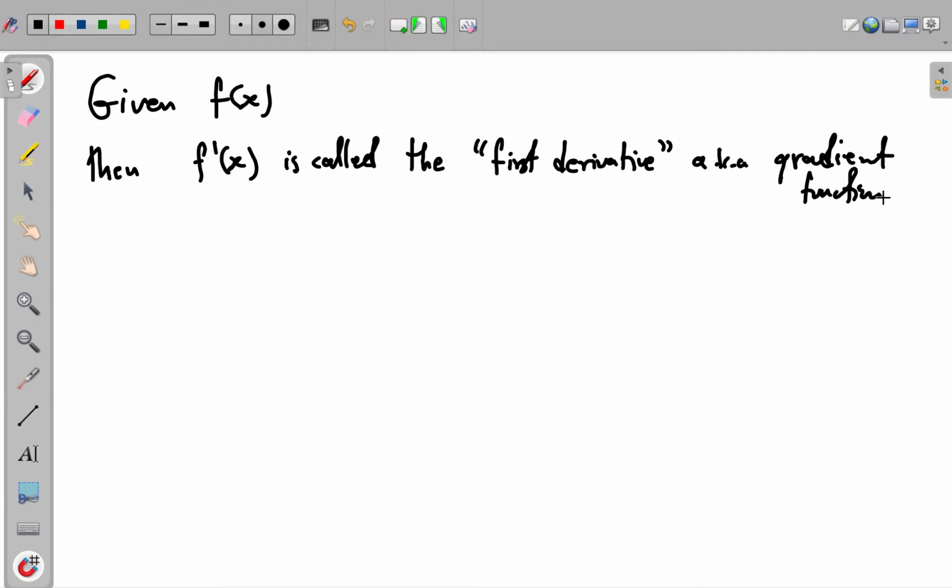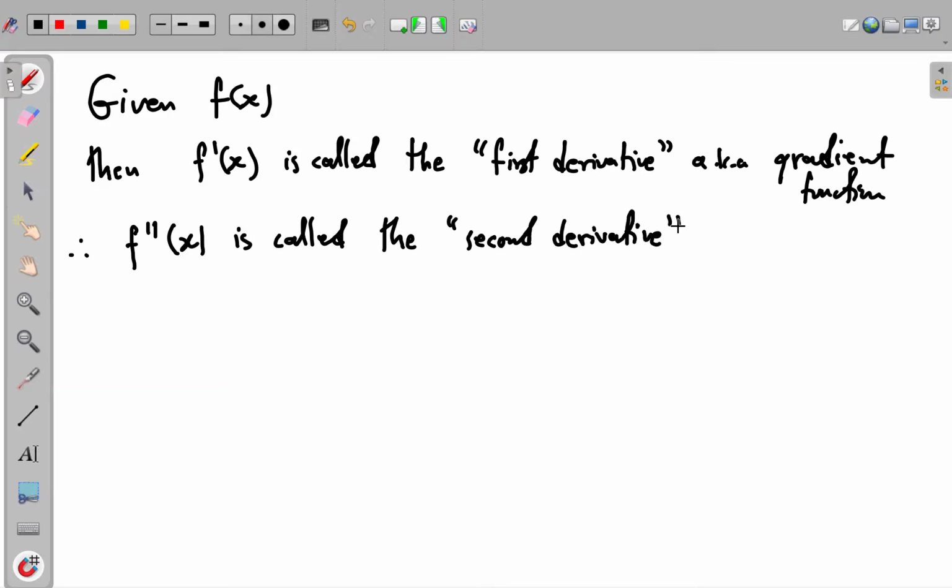And if you want the actual gradient at a certain point, you will then substitute that x value into the gradient function, which then means f double prime is called the second derivative. That's what it is called.